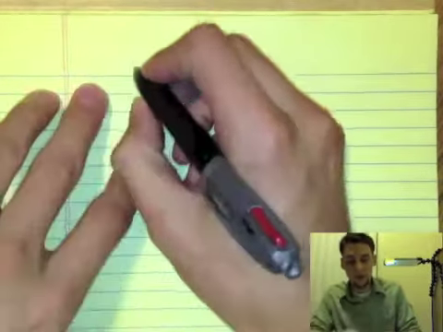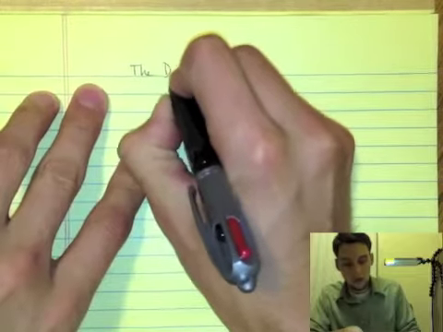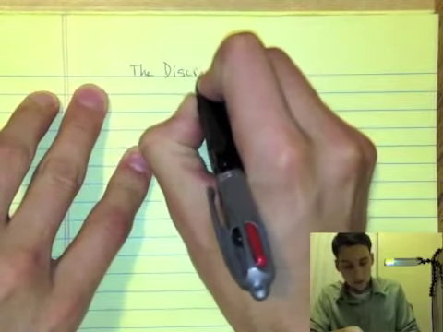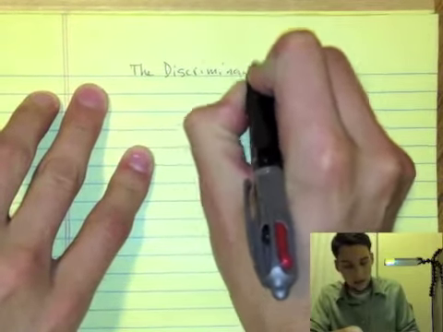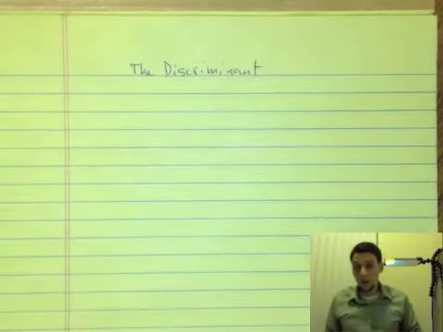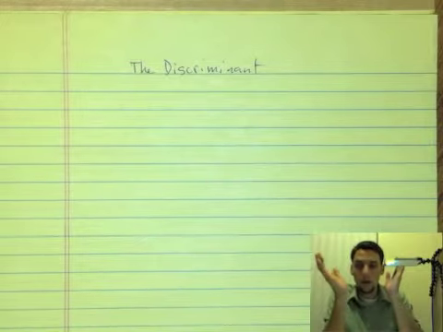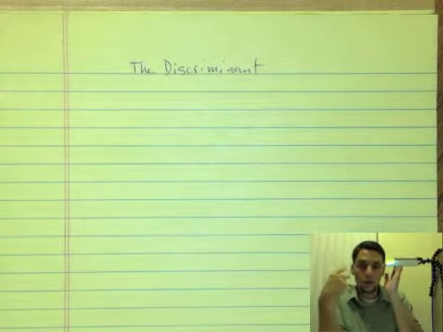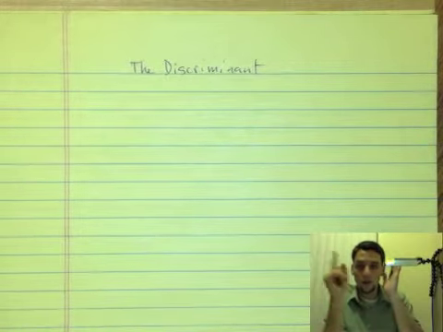These notes are on the discriminant of a quadratic equation. So the discriminant, first of all, is a piece of the quadratic equation, and it will tell us the nature of our roots, whether they're two real roots, two imaginary roots, or just a double root.